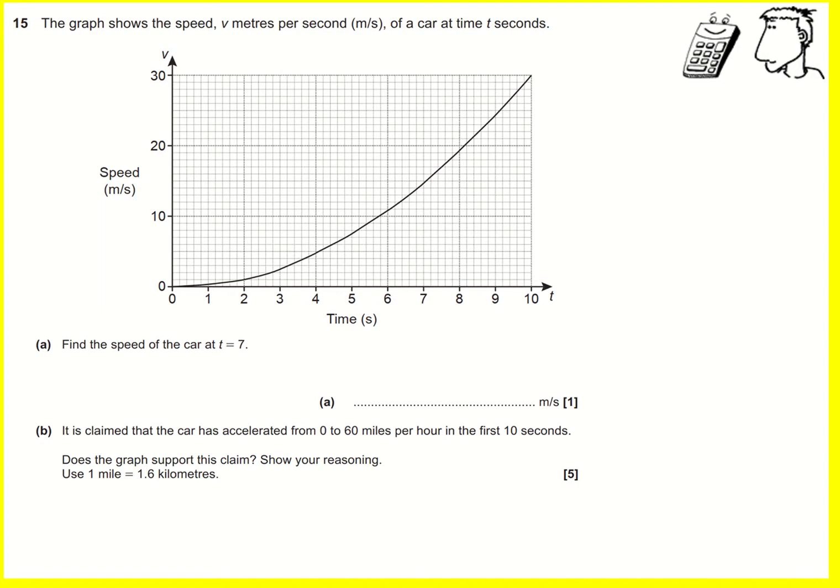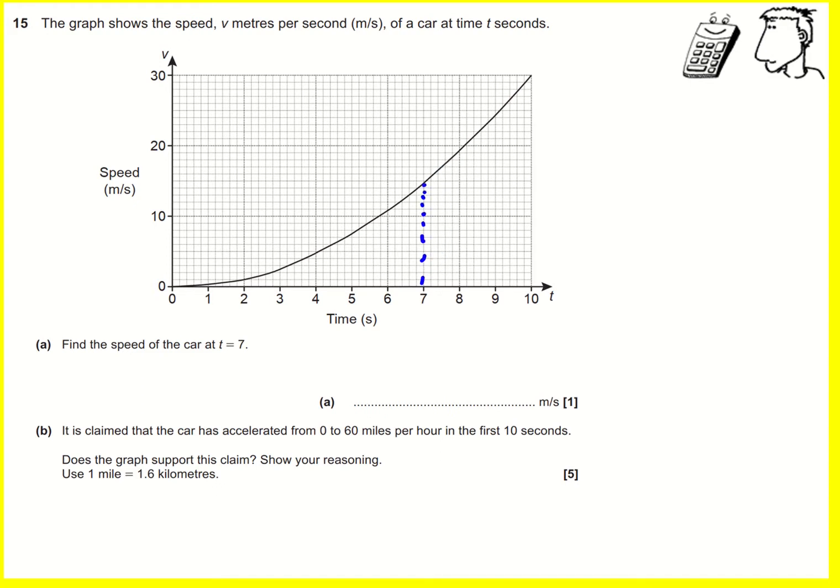Here we have a speed time graph and lots of questions asked about it. So first of all, find the speed of the car at t equals 7. While we read along, here's t equals 7. Then let's make a dotted line going up from that and read off the graph.